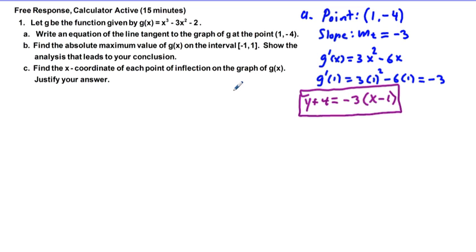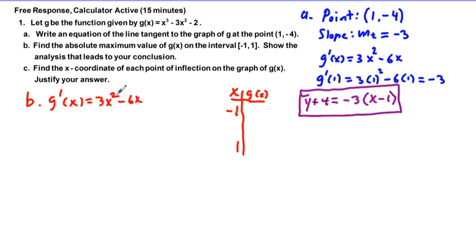So first of all, what do we need to find an absolute maximum? We're going to need to do what we call a candidate test. And as candidates, we are always going to have our endpoints. In the interval, we have x and g of x. Our endpoints are going to be negative 1 and 1, and then any extrema in between. So for B, we have this function g prime of x equals 3x squared minus 6x.